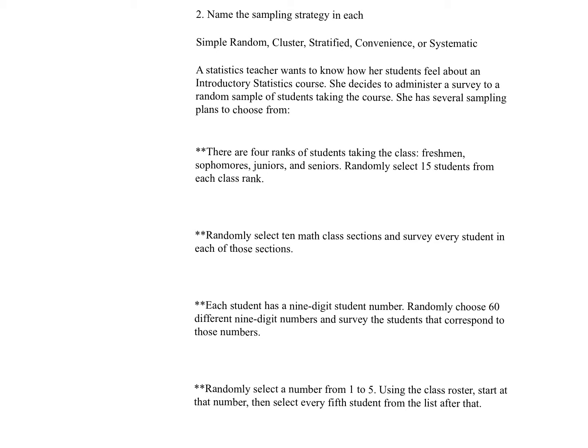Here's the first scenario. Remember, all the answers are up here. There are 4 ranks of students taking the class: freshmen, sophomores, juniors, and seniors. She's going to randomly select 15 students from each class. Ladies and gentlemen, stratified. Each one of those is a stratum, very straightforward.